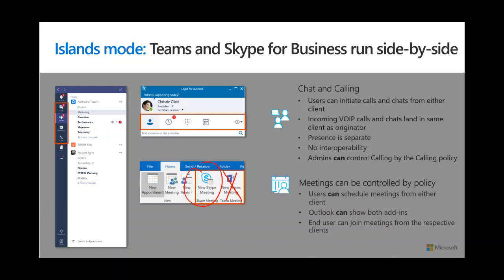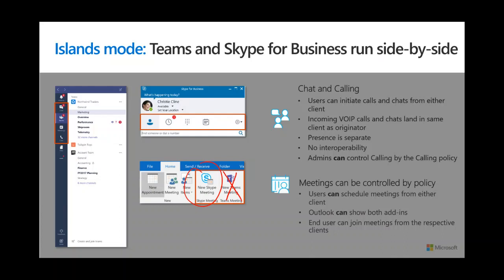Here, a couple things to note. When you're in islands mode, mobile and OWA meeting creation stays Skype for Business, right? So if you're using Outlook Mobile and you create a meeting on that Outlook Mobile device, if you're in islands mode, it's going to be Skype for Business. The other thing is for enterprise voice users, Skype users who are using Skype as their actual telephone, any inbound PSTN call will stay in Skype.